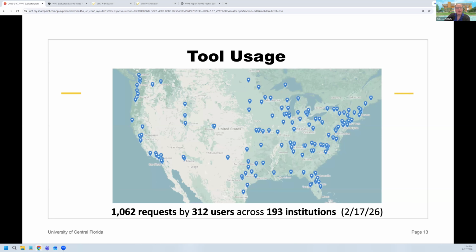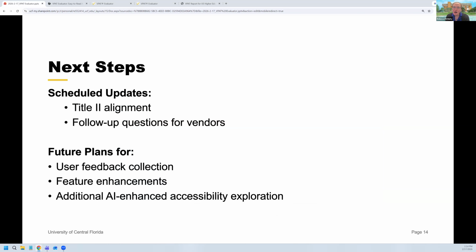Some of those next steps, very soon, Title II alignment. Follow-up questions for vendors was a piece of user feedback from a couple other presentations. We're going to add an additional prompt to this process that after the suggested outcomes, it's going to say, all right, here are, based on these results, the next steps that you could ask the vendor for follow-up to really facilitate that conversation, again, under the premise that you don't know to ask what you don't know to ask. So providing some structure for what those follow-ups could look like.